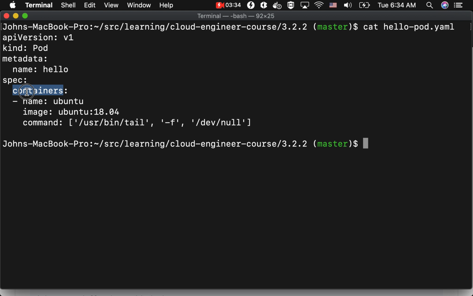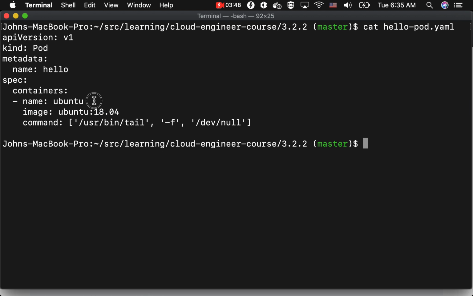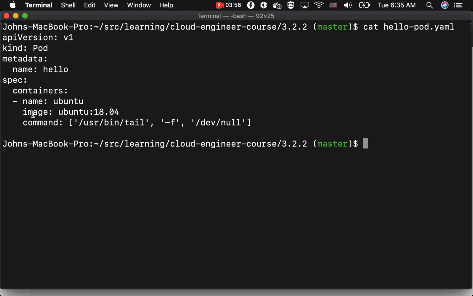So you've got containers, and then this is the definition of a container. This dash means you can have more than one of them. If you had a dash down here, you can have a whole sequence of containers. The container has a name, just for friendly purposes. The main guts of it are these two lines. Here we're saying what container image to use. We're using the open source Ubuntu of a certain version, and that's basically the container image.